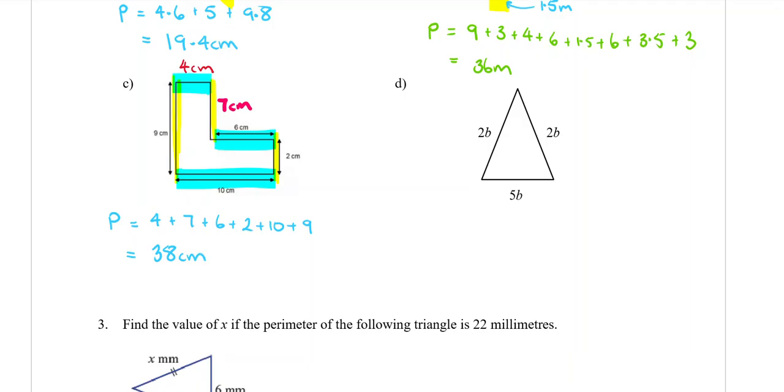Part D, we're still doing perimeter. This is a little bit unusual that we have algebra terms around that shape. We can still do this question by adding up the like terms. So perimeter will be 2b plus 5b plus 2b. That's adding the 3 sides up. Because they are all b terms, we can add the numbers in front. 2 plus 5 is 7, plus another 2 more will make 9b. So the perimeter is equal to 9b.